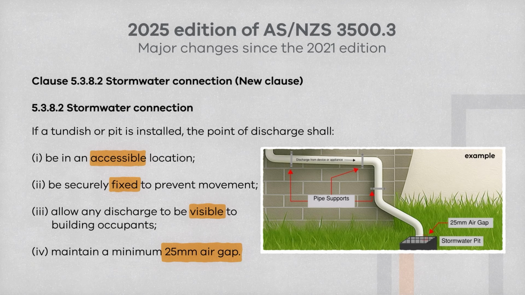Finally, a 25 mm air gap is required between the point of discharge and the tundish or the pit.